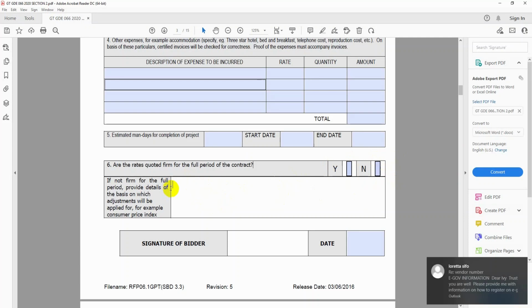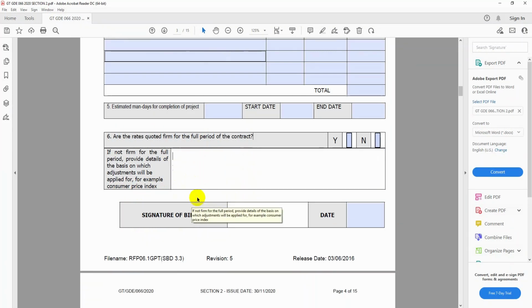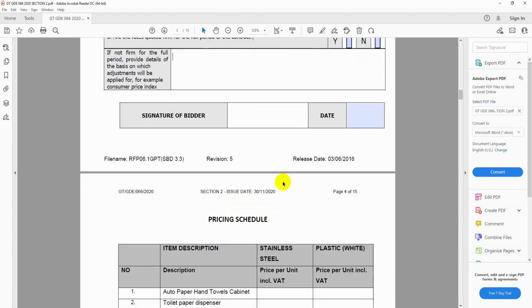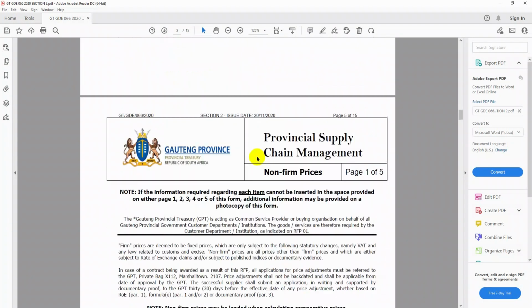And then here, if not firm for the full period, please provide the basis on which the adjustment will be applied. So for example, CPI, so you will put the examples. What is it that might increase your price? What is it that makes your prices not to be fixed? So you will put the details there, and then you sign, and then you put the date. So this is the page that you went to.